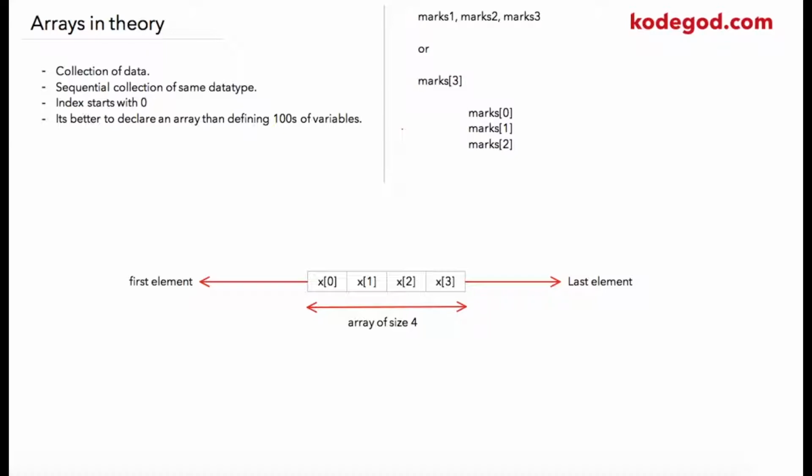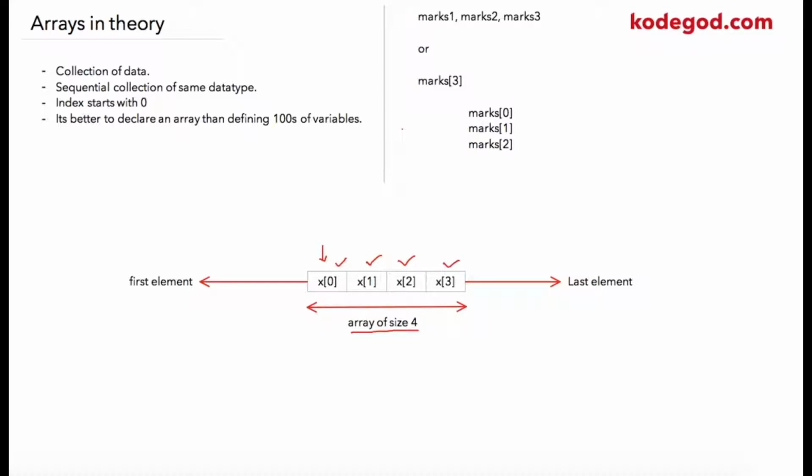Arrays can alternatively also be called a sequential collection of the same data type. What that means is I can have multiple integer variables clubbed together, which can be called a collection of the same data type. So in this example, I am using this variable x, which is an array of size 4. So this is a collection of a data type which can store 4 data values.